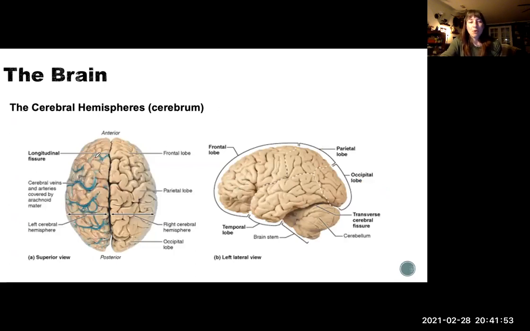Okay, let's talk more about this cerebrum. The cerebrum, as you know, is divided into two cerebral hemispheres. Okay, you have a right hemisphere and a left hemisphere. And these two hemispheres are further divided into what we refer to as lobes, and they are named for the underlying cranial bones that we learned about in part A, right? So you have your frontal lobe, which overlies the frontal bone. The parietal lobe sits over the parietal bones. The occipital lobe sits over the occipital bone, and the temporal lobe sits over the temporal bone.